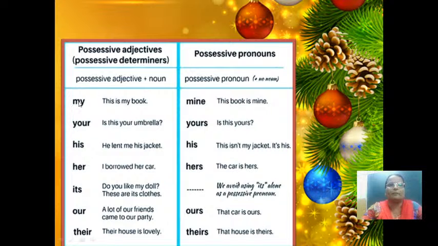Now look here. I told you already, after possessive adjective there will be a noun. Let's check the samples. This is my book. My is the possessive adjective. After my there is a noun of an object that is called a book. Book is a noun, no doubt. Your. Is this your umbrella? Your is the possessive adjective. Umbrella is the noun.